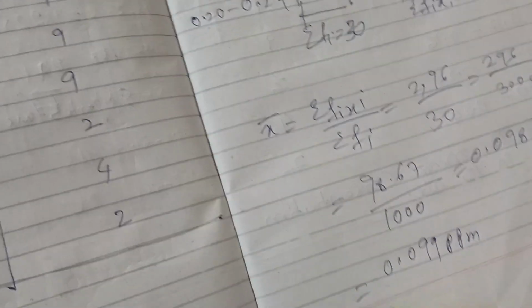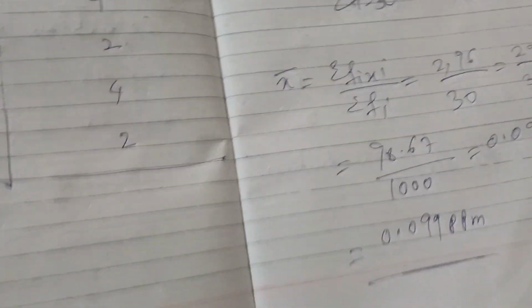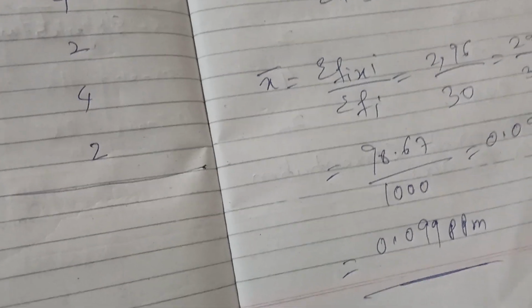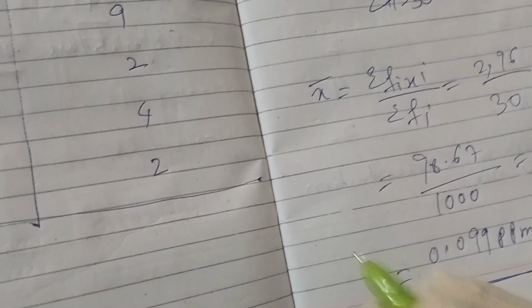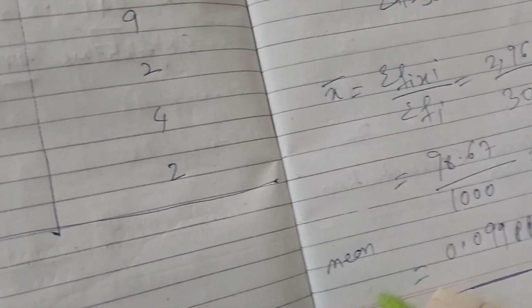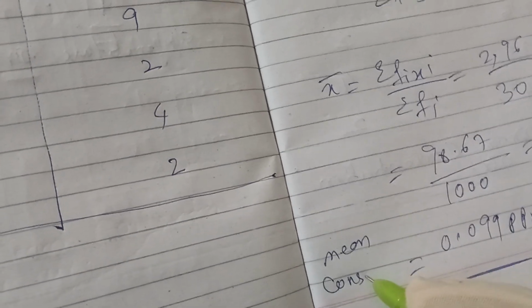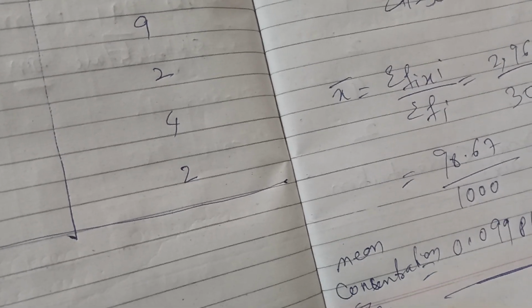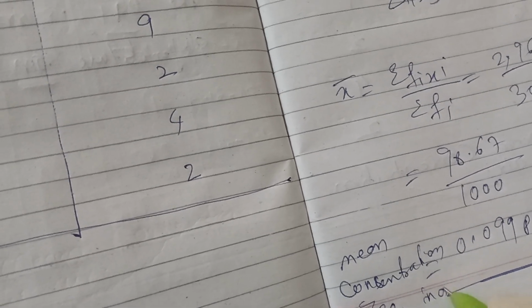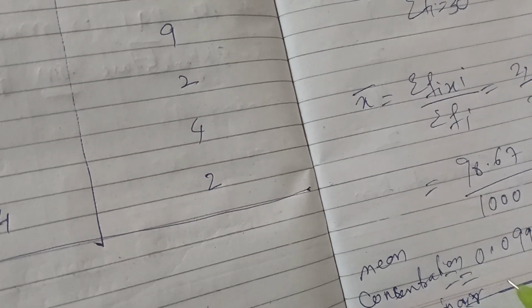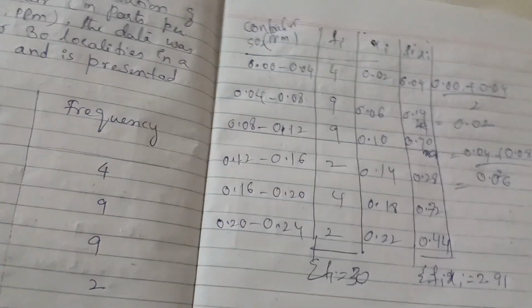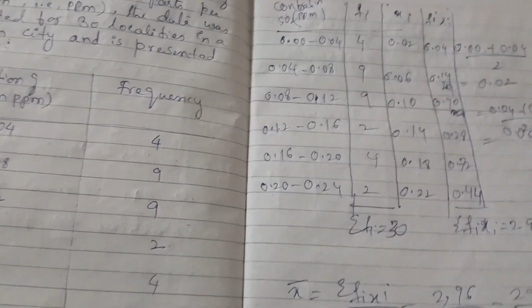ppm. So here the answer is 0.099 ppm. The mean concentration of SO2 in air is 0.099 ppm, that is your answer. So you have to calculate by the first method. Is it clear?